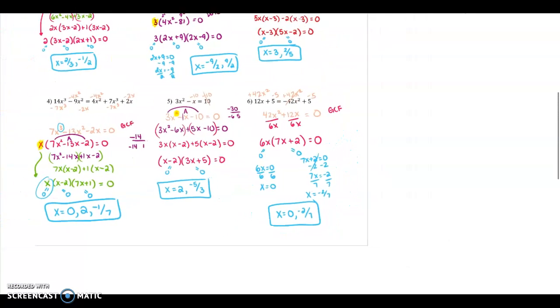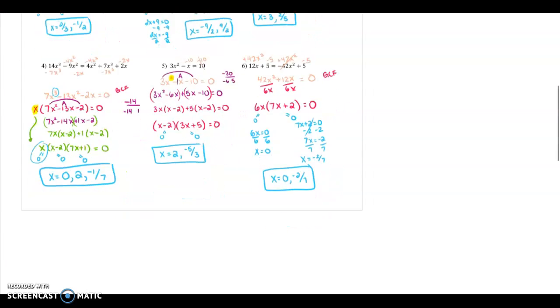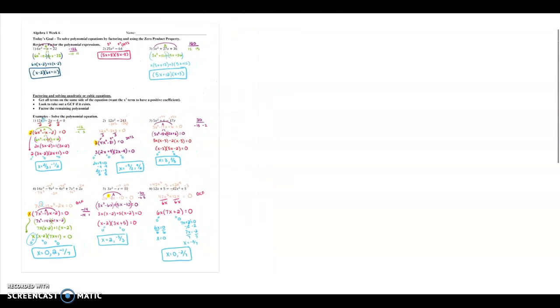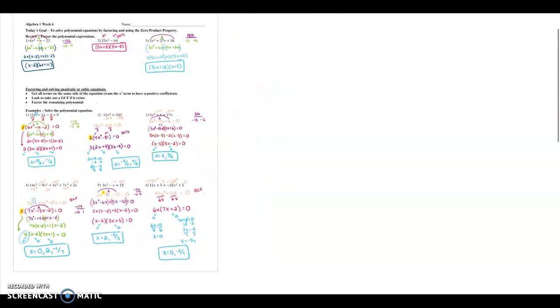Okay, we didn't do any straight grouping where you have 4 terms. We didn't have any of those in our notes, but they are going to show up in the practice that we're going to do together, and they're going to show up in your homework assignment.